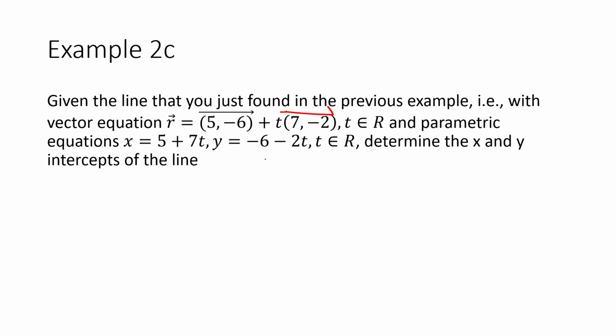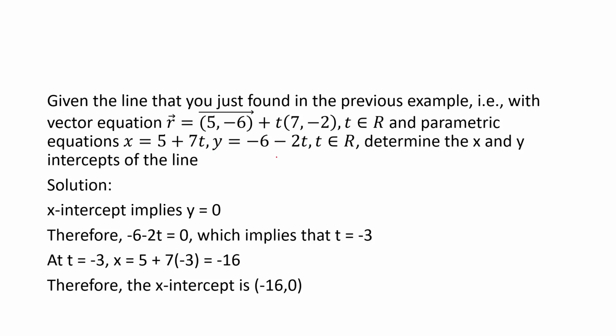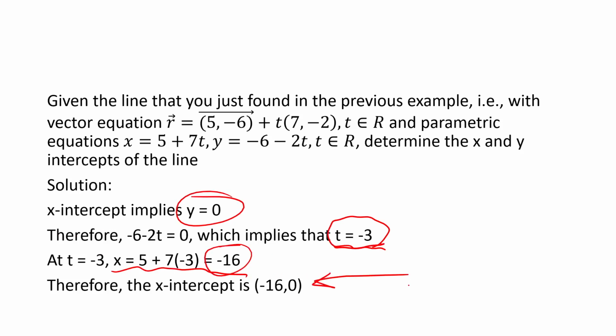Well, this is actually a pretty easy process. We know that an x-intercept just means y equals 0. So all we're going to do is let this parametric equation for y equal 0 and solve for t. When negative 6 minus 2t equals 0, that means t is negative 3. Then we take that t value of negative 3 and plug it in for x, and we find out x is negative 16. So since y is 0 and x is negative 16, the x-intercept is negative 16, comma 0.